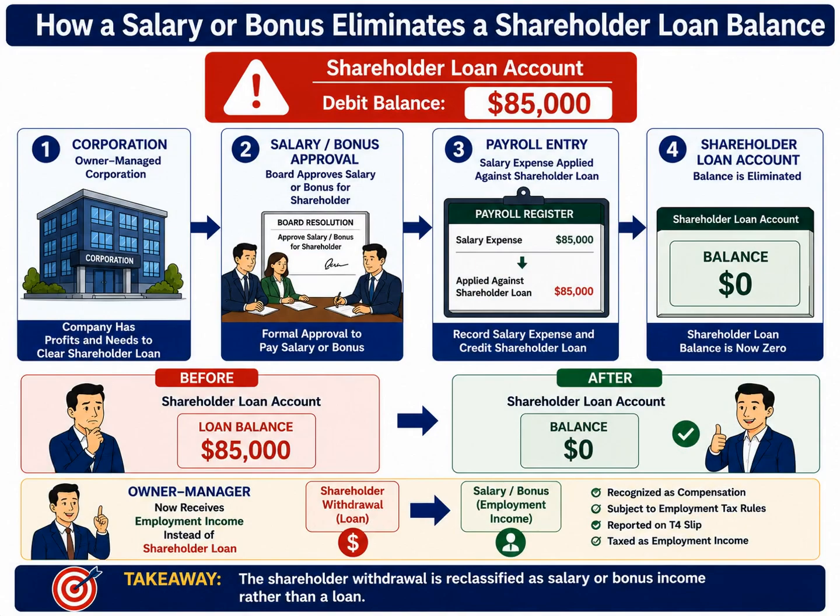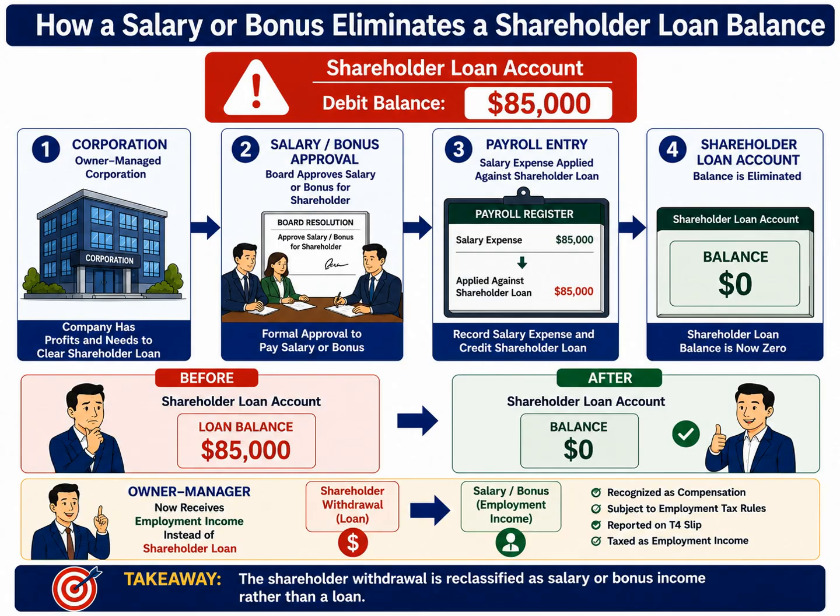Let's look at how a salary or bonus can be used to eliminate a shareholder loan balance. Imagine that an owner-manager has withdrawn $85,000 from the corporation during the year. Those withdrawals were not recorded as salary and were not treated as dividends. As a result, the accounting records now show a shareholder loan account with a debit balance of $85,000.